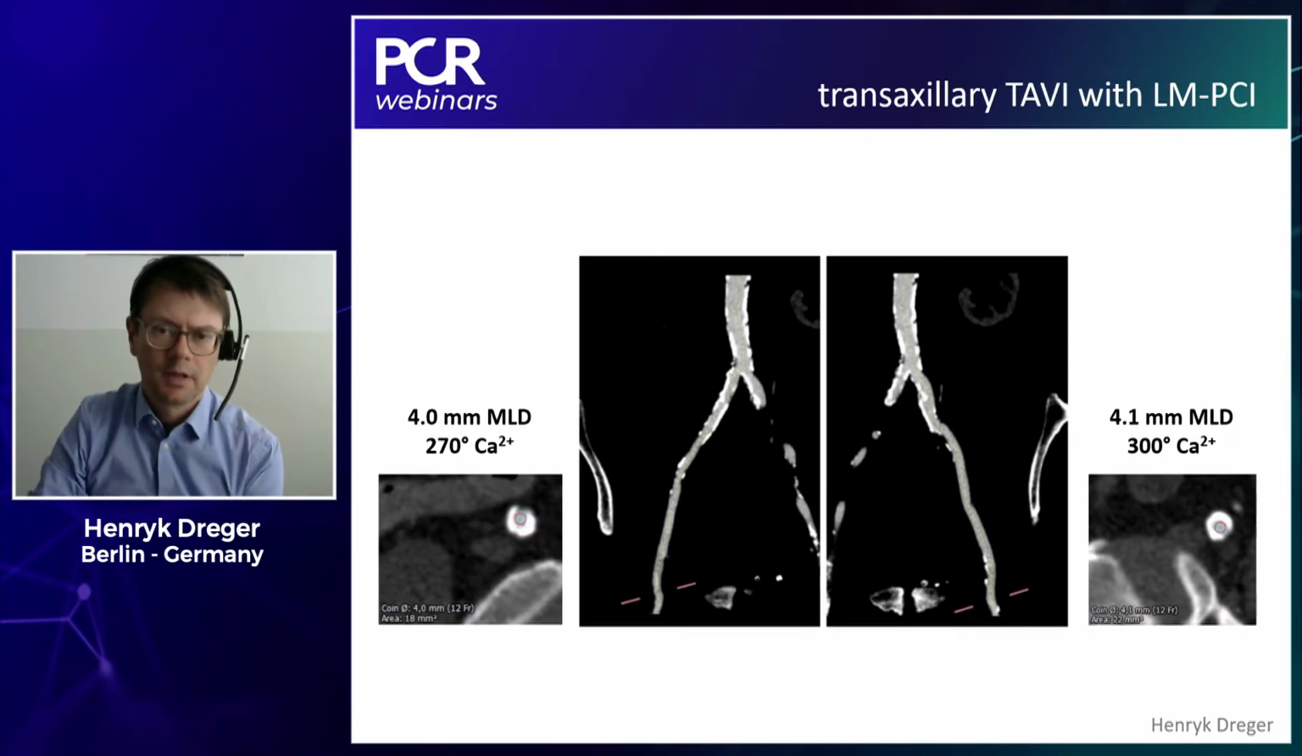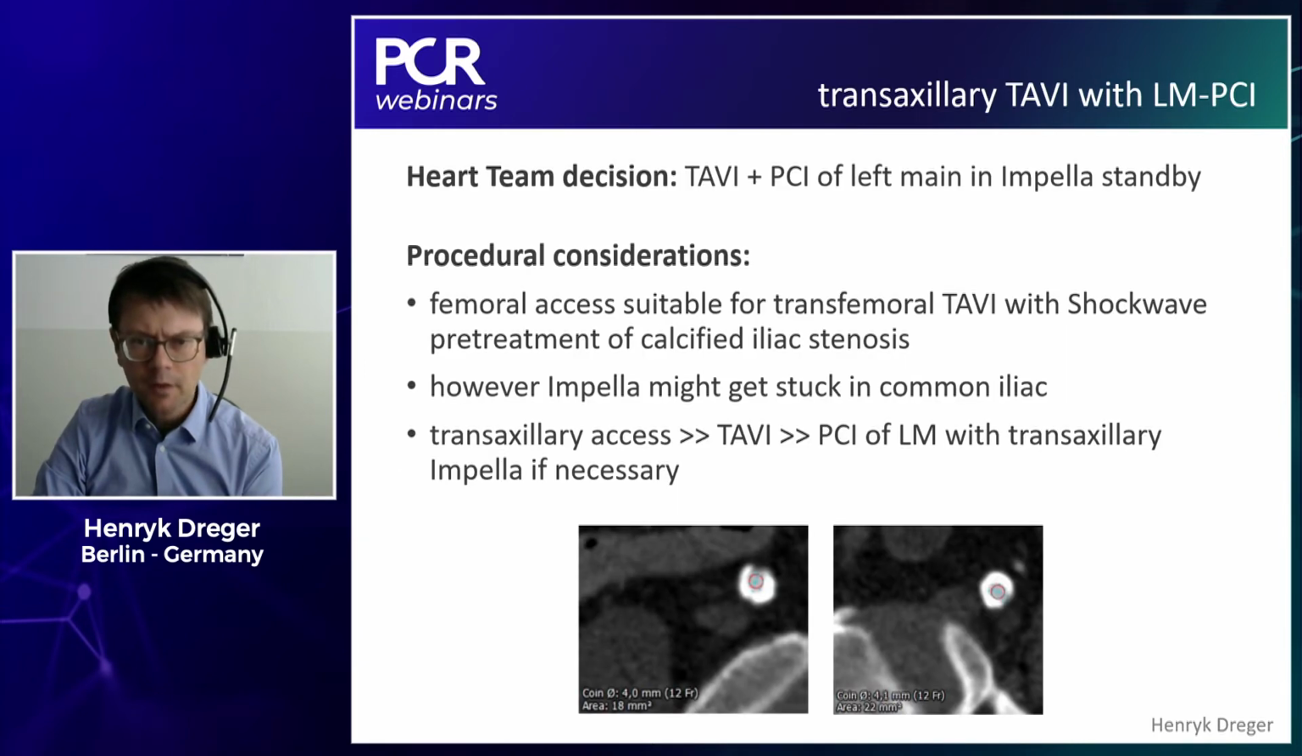So we did, of course, the planning CT, which unfortunately revealed what we had already feared, that he was not a good candidate for transfemoral TAVI because he had severe calcification and very small minimal lumen diameters on both sides of his iliac arteries. So in the end, the heart team decision was to do TAVI, of course, due to his age and his high-risk status, and also perform a PCI of his left main.